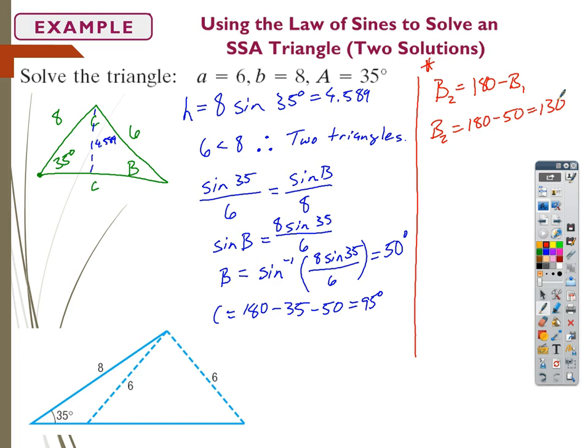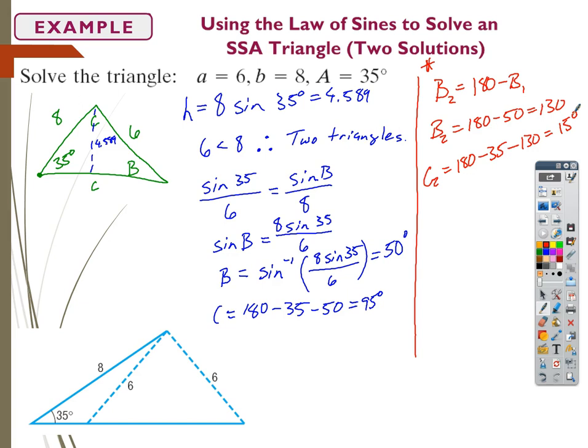And therefore my c2 is now equal to the 180 degrees in a triangle minus the 35 minus my new 130. So 130 and 35, that's 65. I subtract all that, and 15 degrees is what's left over. Again, I'm going to leave that to you to find the third C using the law of sines.